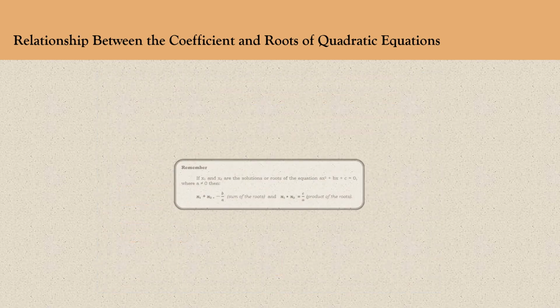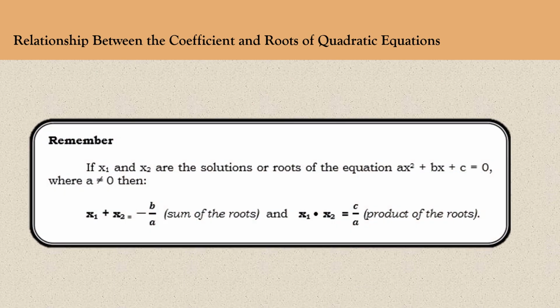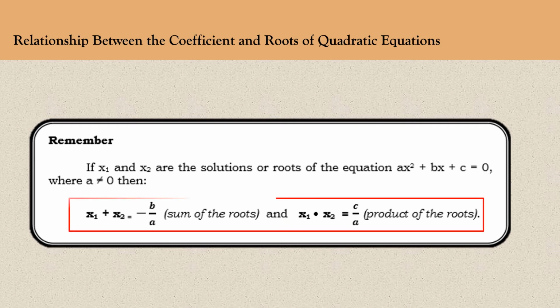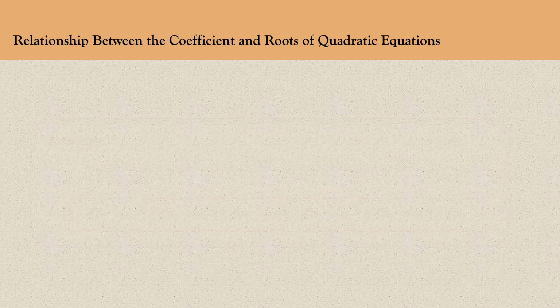Okay? So in conclusion, if x sub 1 and x sub 2 are the solutions or roots of the equation ax squared plus bx plus c is equal to 0, where a is not equal to 0, then use this relationship. You can write it in your notebook para dili nyo malimtan kani nga relationship. Nakuha? Let's go.